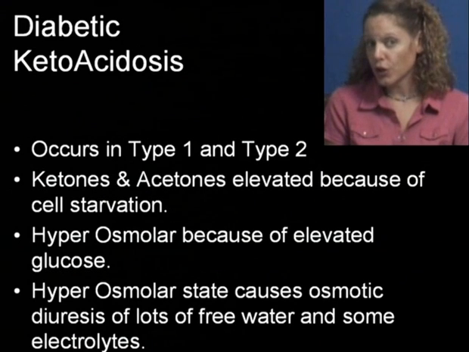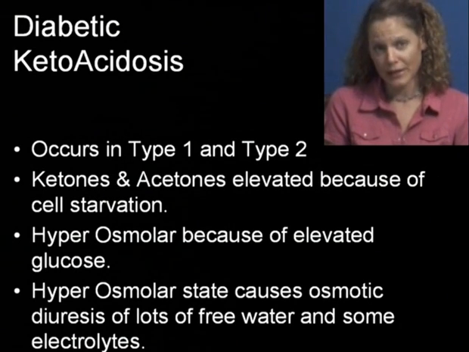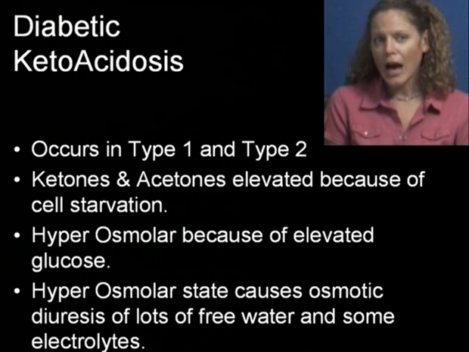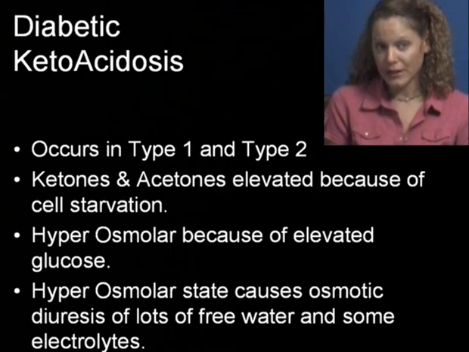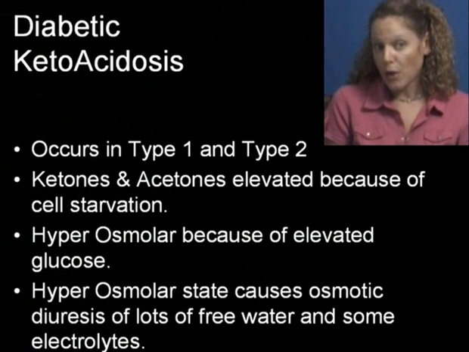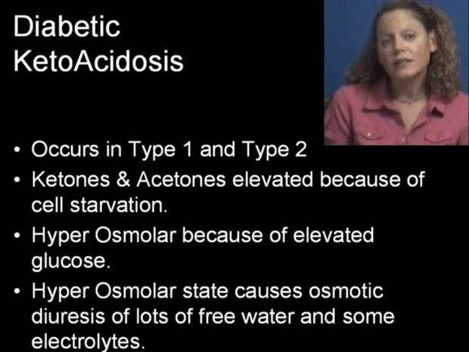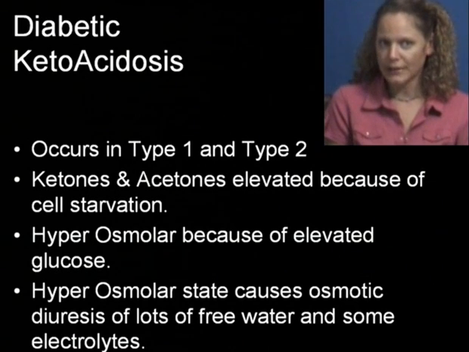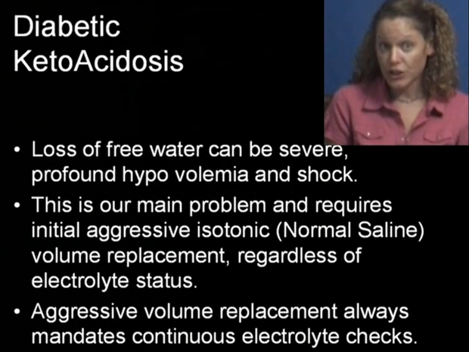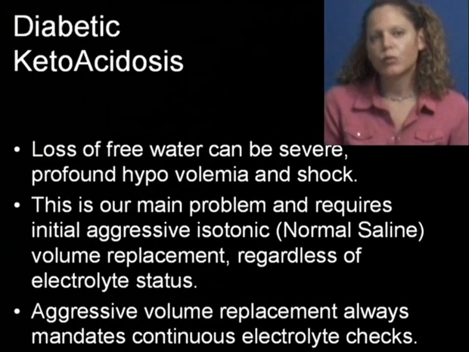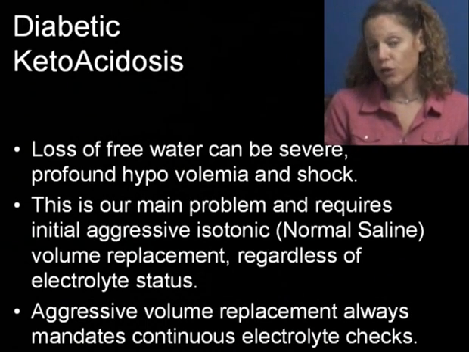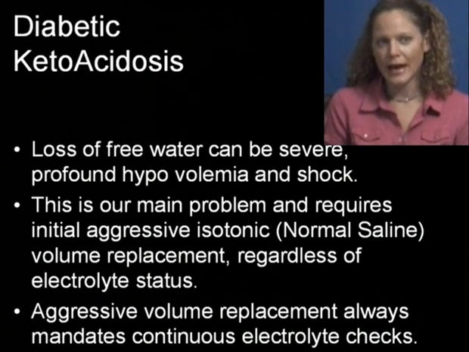Diabetic ketoacidosis occurs in both type 1 and type 2 diabetes mellitus. Ketones and acetones are elevated because of cell starvation. Hyperosmolar because of elevated glucose levels in the blood. The patient is in a hyperosmolar state, and this causes osmotic diuresis, which means there's loss of lots of free water and some electrolytes. The loss of free water can be severe, and profound hypovolemia and shock can occur. This is our main problem and requires initial aggressive isotonic volume replacement with normal saline, regardless of the electrolyte status.